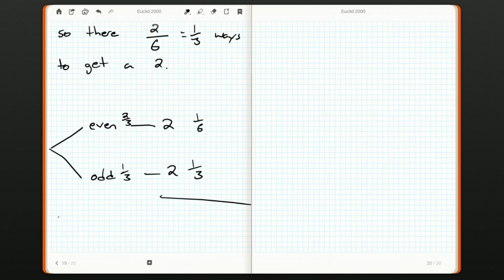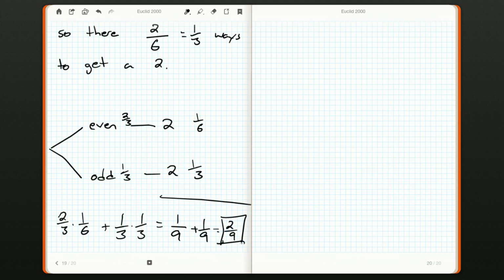So, you need 2/3 times 1/6. That's the overall probability of getting a 2 and being in the even branch, plus the probability that you're in the odd branch, and then the probability of getting a 2 in that odd branch. Okay? And this turns out to be 1/9 plus 1/9, which is 2/9, and that's going to be our final answer.